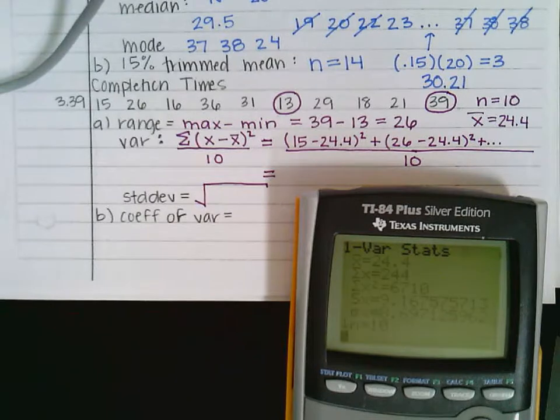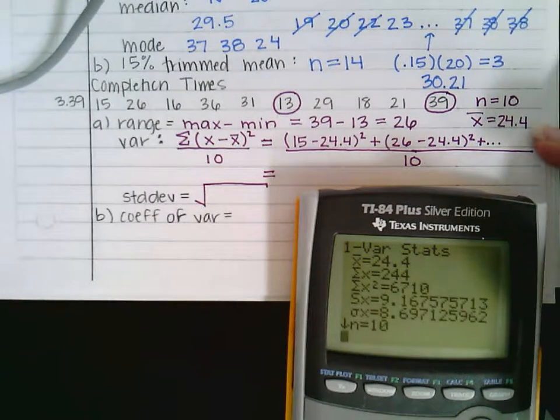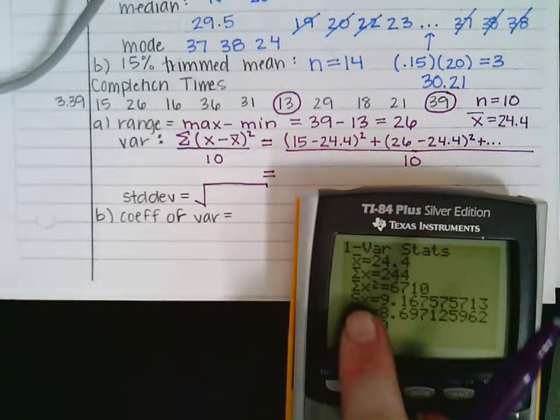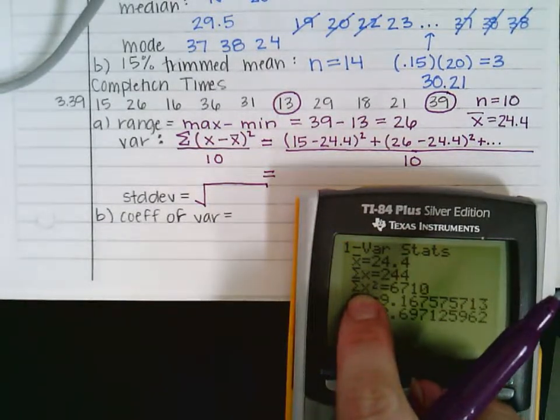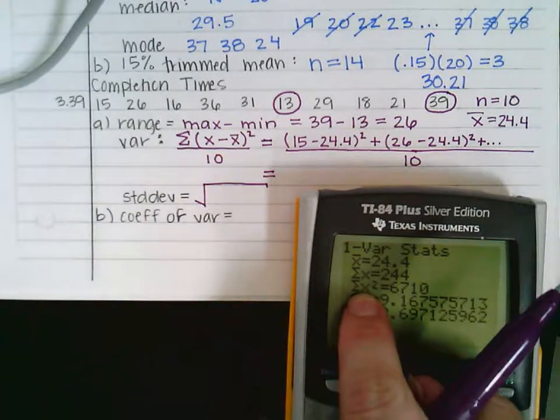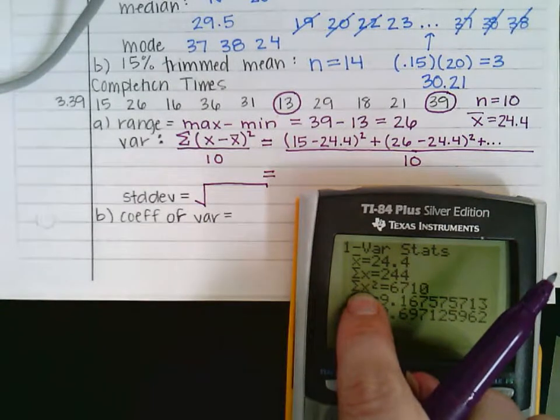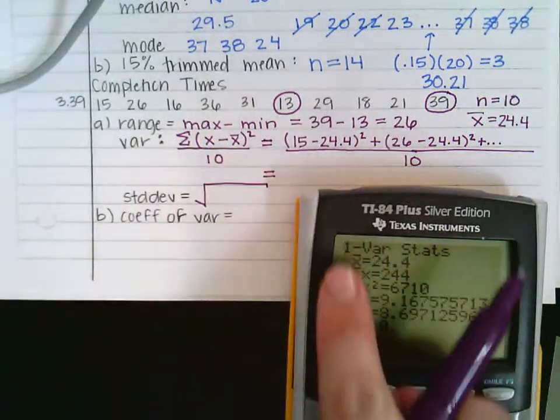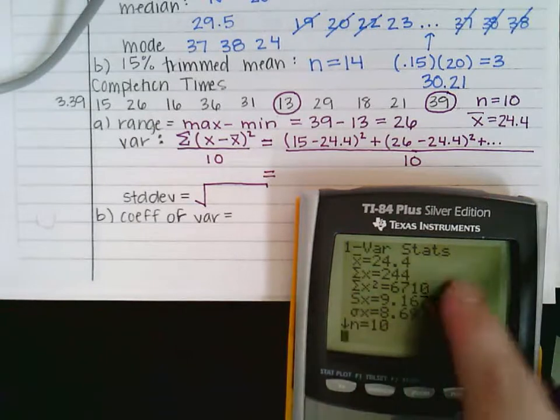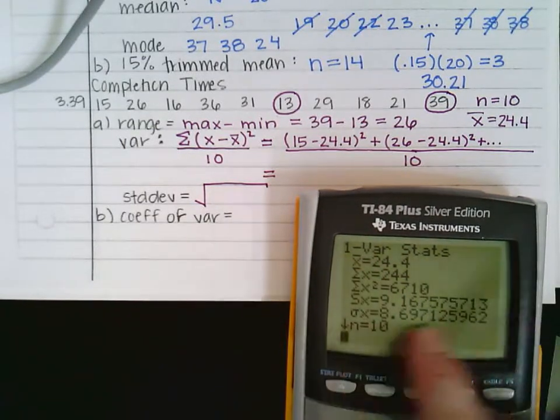Run the one variable statistics here. Okay, X bar is 24.4. Okay, now don't get confused. This is the sum of the squares. That's not the same as the variance. Look at the equation here, that's not that. So your calculator does not give you variance.